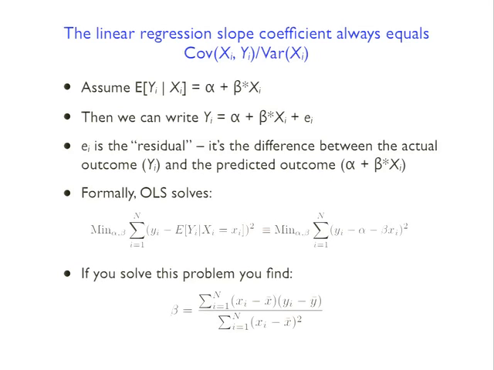you have that as well. And so you can solve for alpha in terms of x bar, y bar, which are the sample means, and the covariance of x and y and the variance of x.